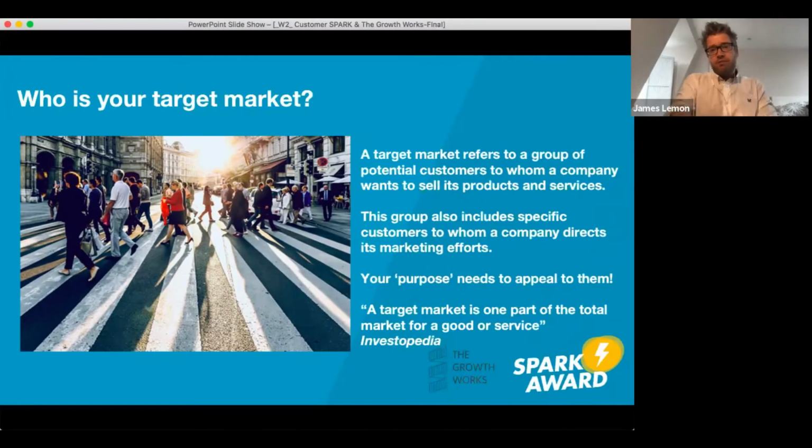So your target market refers to a group of potential customers who want to buy your products and services. At this point, it needs to be measurable. At some point in your pitch deck, you're going to be asked, how big is your target market? Or people like to use the phrase total addressable market, or TAM. How big is your pool of potential buyers? Because that'll give them an idea how big your business can be over time.